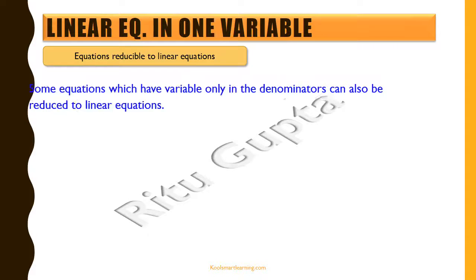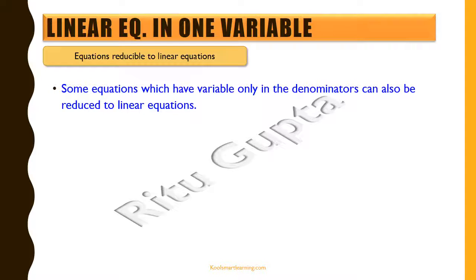So now let's look at another example of equations which are reducible to linear equations. Now certain equations have variable only in the denominators. The past one that we saw had the variable in the numerator as well as the denominator, but some equations have variable only in the denominators. They can also be reduced to a linear equation. An example would be 2 by x plus 5 by 3x is equal to 6.